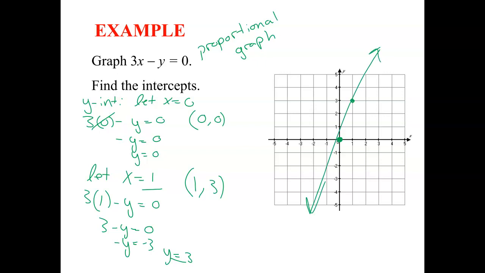A proportional relationship is a linear equation that passes through the origin. The x-intercept and the y-intercept will be the same. 0, 0 is the only time that happens. Special types of linear equations.